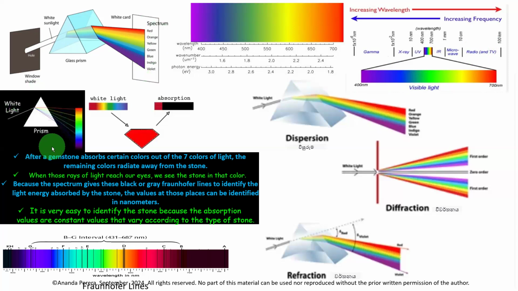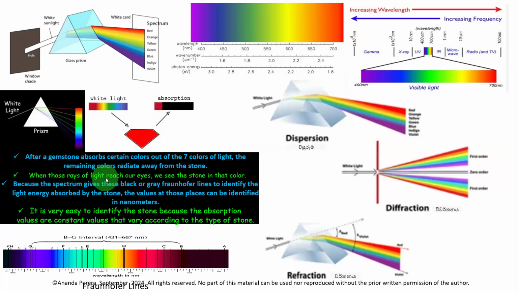This is the same thing. When white light comes to the gemstone and enters inside it, some colors are absorbed and red is returned. So after absorption, we can see the black and red there. The stone gives red color because it reflects red and absorbs the other colors. After the gemstone absorbs certain colors out of the 7 colors of light, the remaining colors radiate away from the stone.